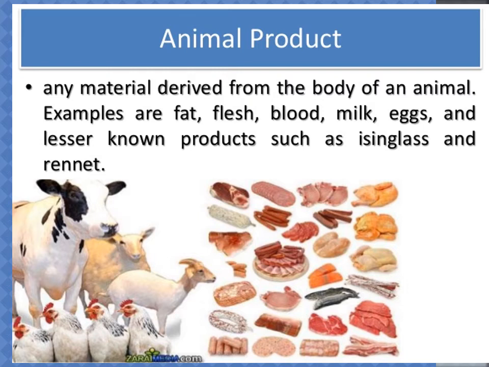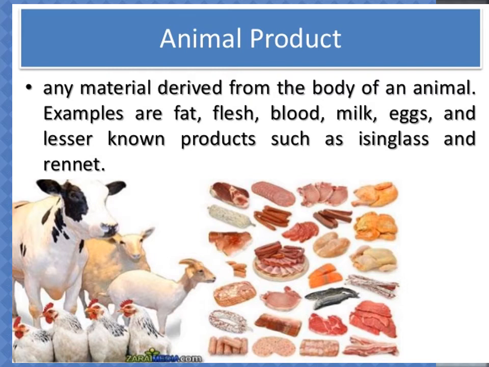They are sources of milk, hen, duck, and turkey, poultry animals. Animal products means any material derived from the body of an animal, for example fat, flesh, blood, milk, eggs, and lesser known products such as isinglass and rennet. These all are animal products.